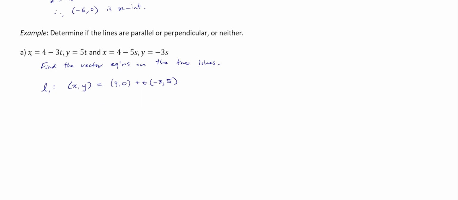And you can see that x is equal to 4 plus negative 3t, and y would be equal to 0 plus 5t. That works out. Let me find the vector equation of the second line. (x, y) is equal to, in this case, also (4, 0) plus s, that's my parameter s, times (negative 5, negative 3). So you may have noticed that this right here is my direction vector for line 1, and this right here is my direction vector for line 2.